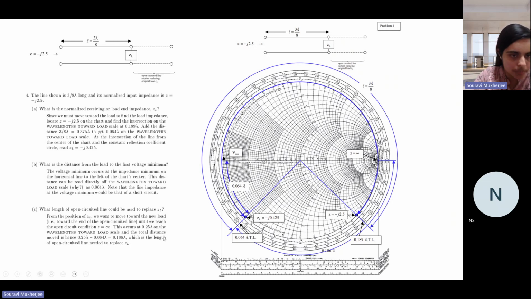So now what should be the total distance? The total distance should be this point minus this point, right? 0.064 is this difference. Now you have to move from this point to here, right? So if you do that, this is the distance that you need to cover in order to replace your ZL by an open circuit. So if you move by that distance, effectively it will be an open circuit. Okay. So these are some basic questions which show how the Smith chart can be used.